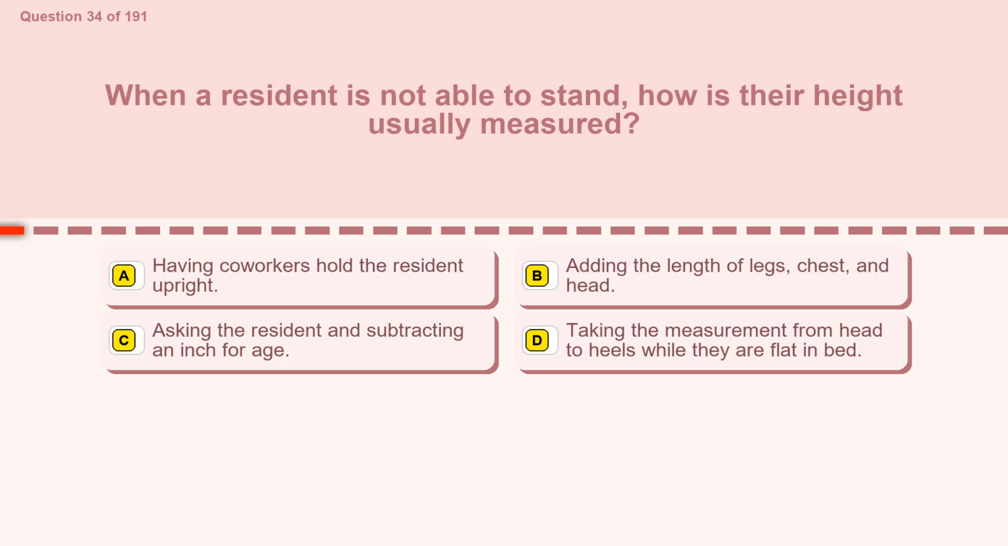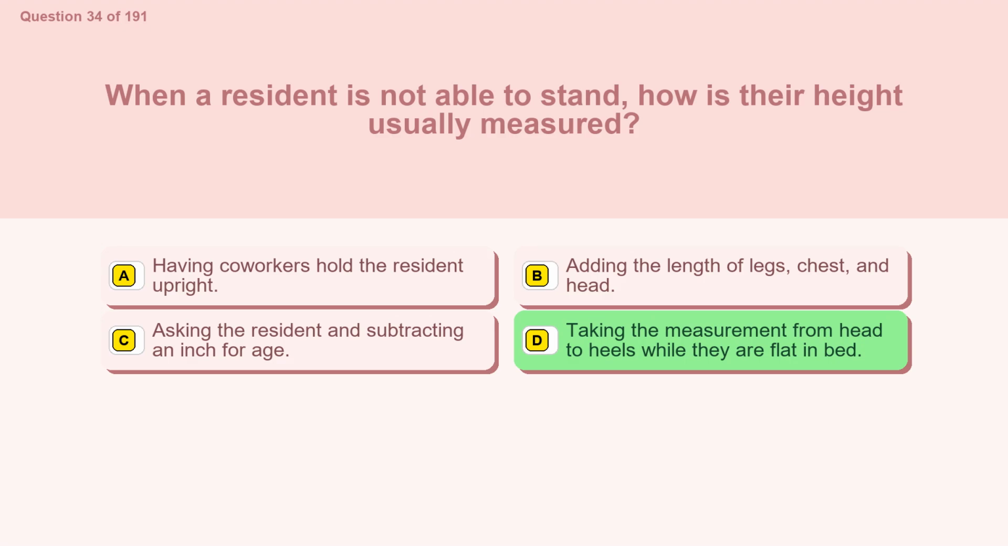Question 34. When a resident is not able to stand, how is their height usually measured? Option A. Having co-workers hold the resident upright. Option B. Adding the length of legs, chest, and head. Option C. Asking the resident and subtracting an inch for age. Option D. Taking the measurement from head to heels while they are flat in bed.